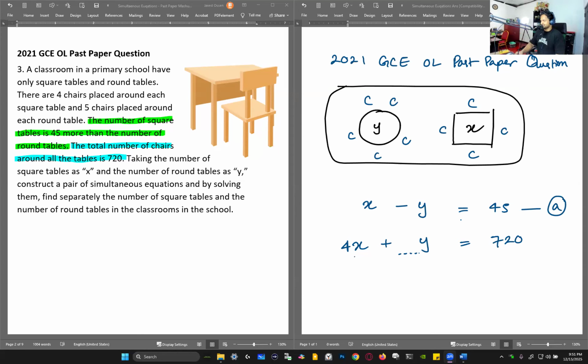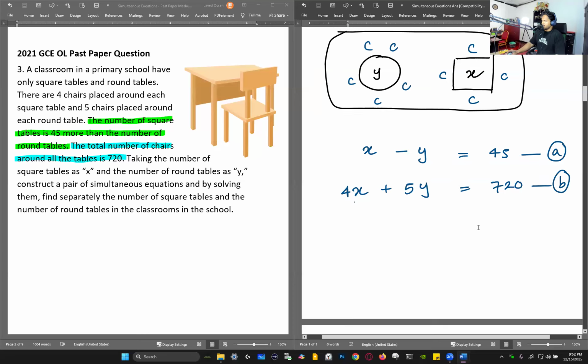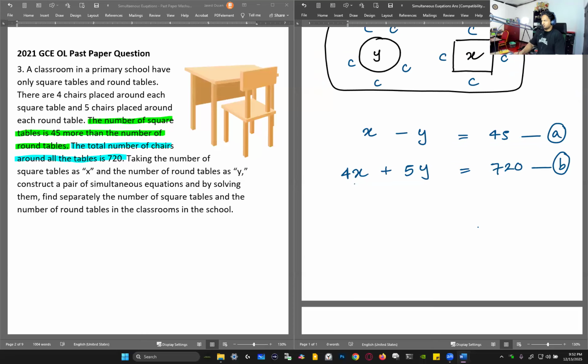Coming back to the point. 4x plus how many y, Miss Fatima? 5. Very proud of you. 5y equals 720. B. I will write the first equation. Now I'm going to do my cutting, cancelling.